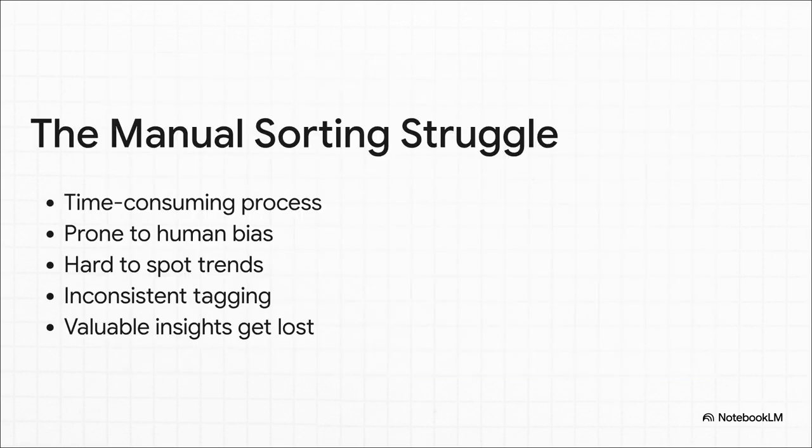And you know, that manual struggle has some serious consequences. For starters, it just eats up so many hours. Then there's the human element. Our own biases can make us pay more attention to the loudest, angriest voices instead of the most important ones. Tagging is all over the place, right? One person's UI bug is another person's design flaw. And the worst part? In all that noise, the really game-changing insights, the ideas that could be your next big feature, just get completely lost in the shuffle.